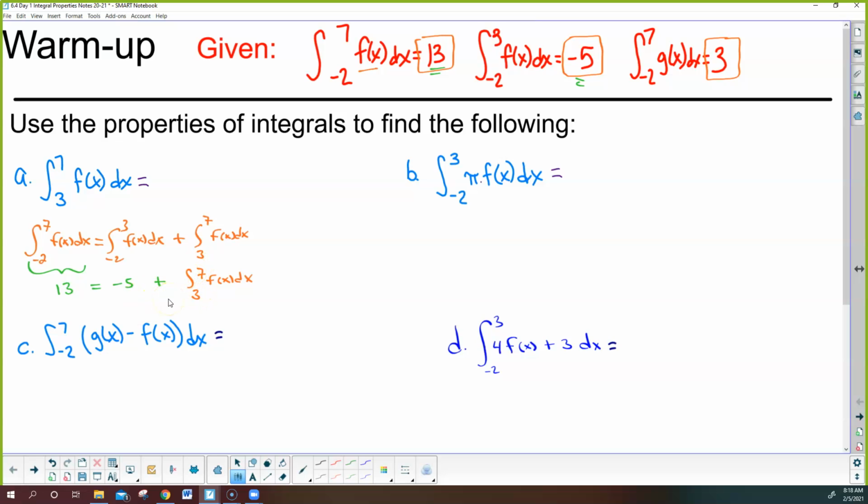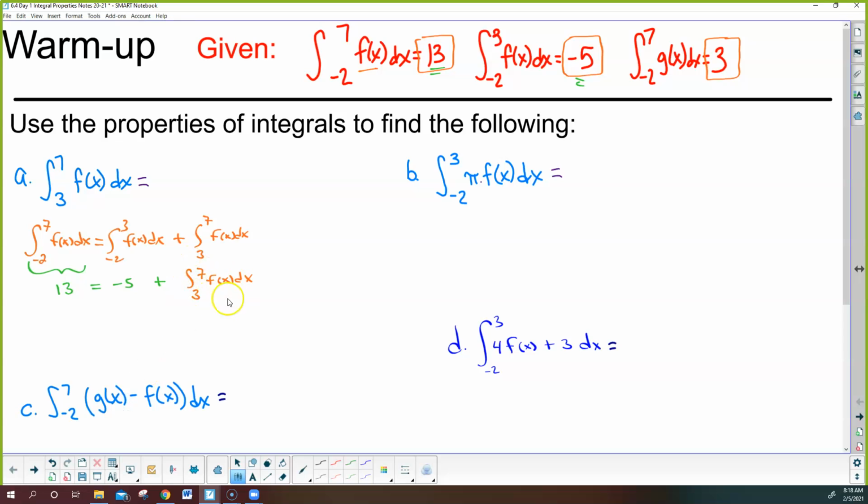And now this just becomes an algebra problem. You can kind of think of this almost like a variable, right? You got to find out what this whole thing is equal to. So really quick, do some quick algebra. Add 5 over to the other side. And I end up with 18. And I go from 3 to 7 of f of x dx. And that's how much area would be under the curve from 3 to 7 of f of x.